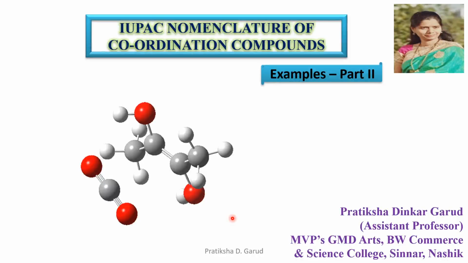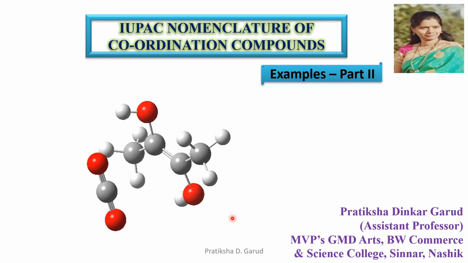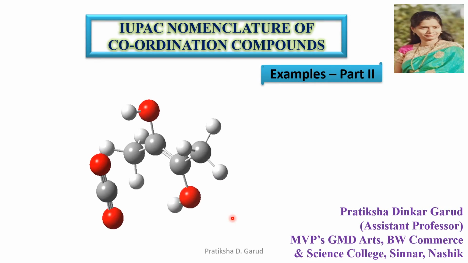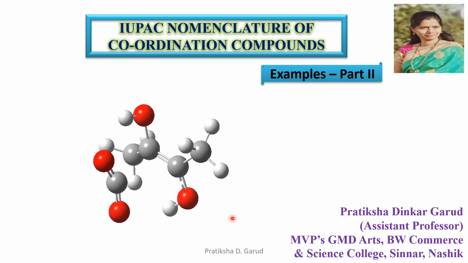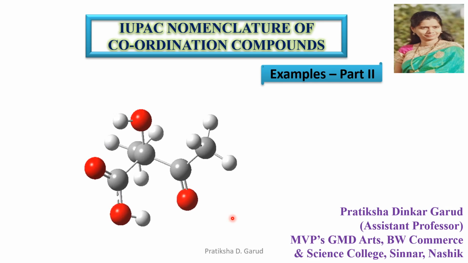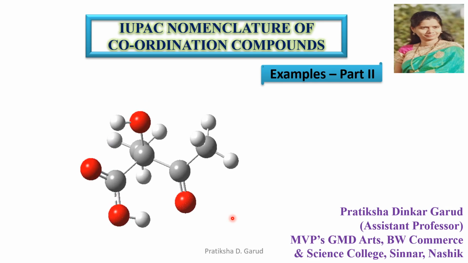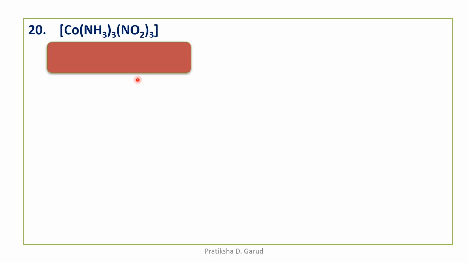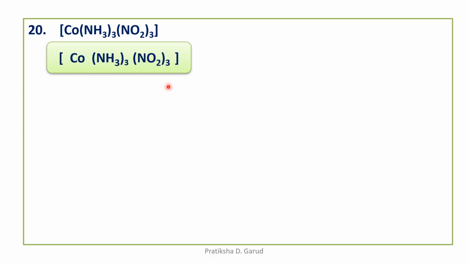Hello friends, welcome back. In this video we are going to study some more examples of the coordination compounds which are named by using the IUPAC nomenclature system. So let's start with this. Let's take the examples. The next example is Co(NH3)3(NO2)3. How to name the coordination compounds? First of all, let us write these structures.